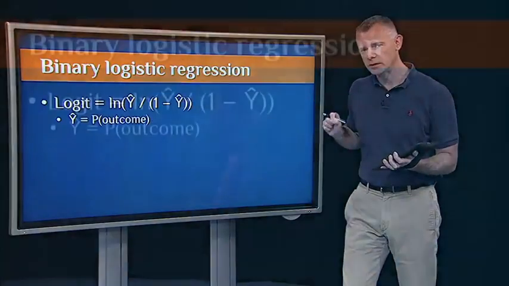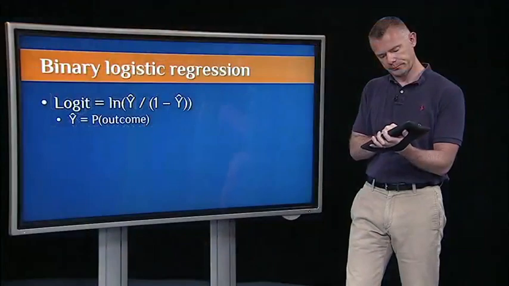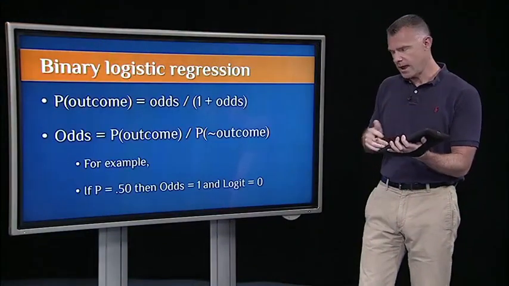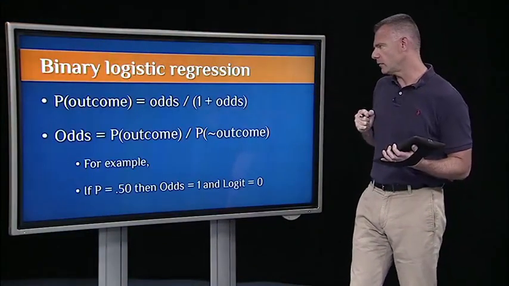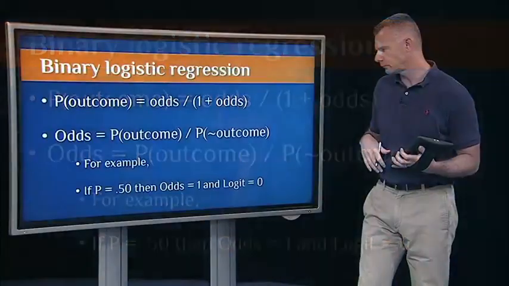So the logit is that important transformation that gets us to be able to use this multiple regression technique with this binary categorical outcome. Again, the probability of the outcome is just the odds over 1 plus the odds, and we can think about odds as the probability of the outcome over the probability of the opposite of the outcome.